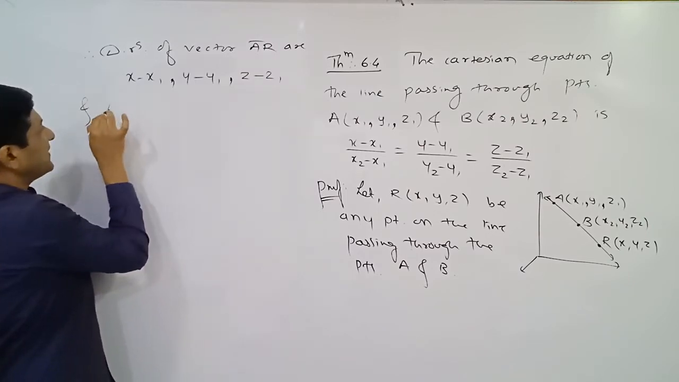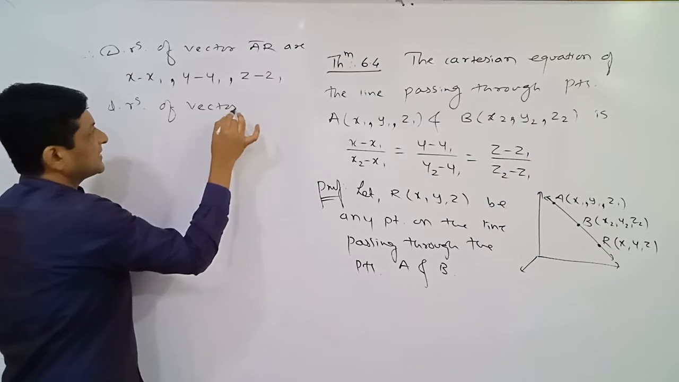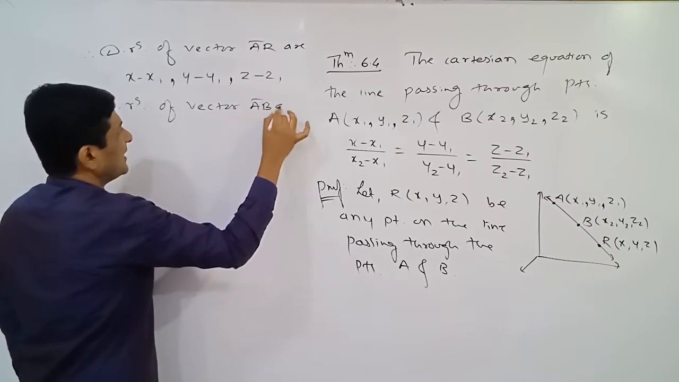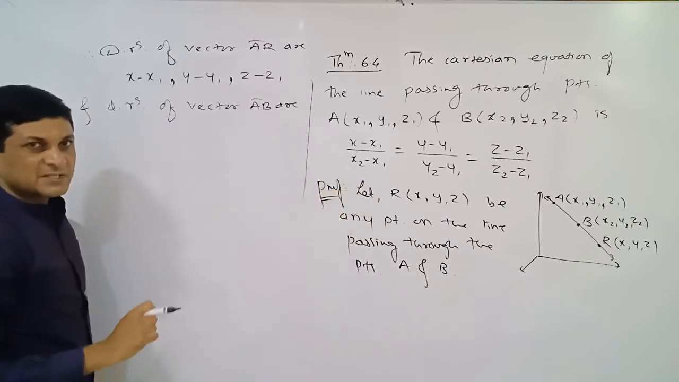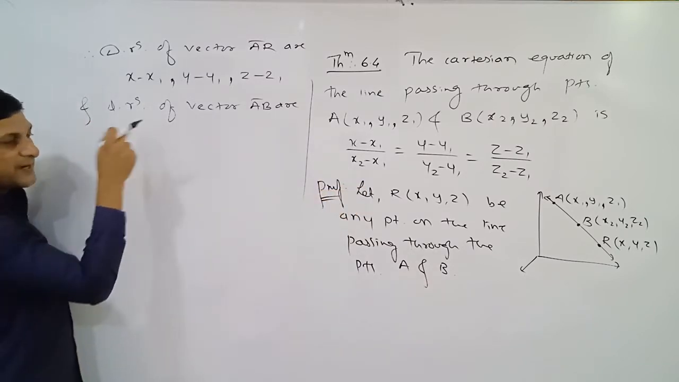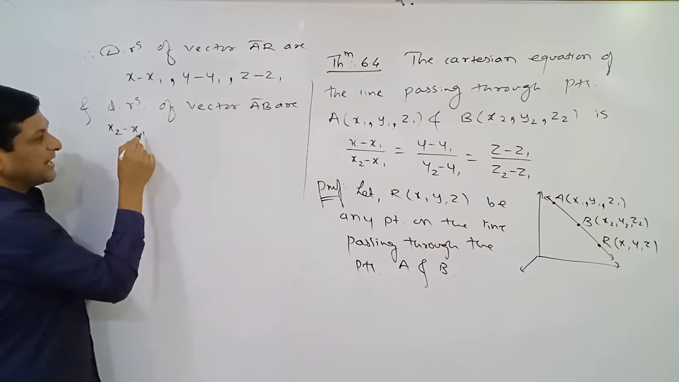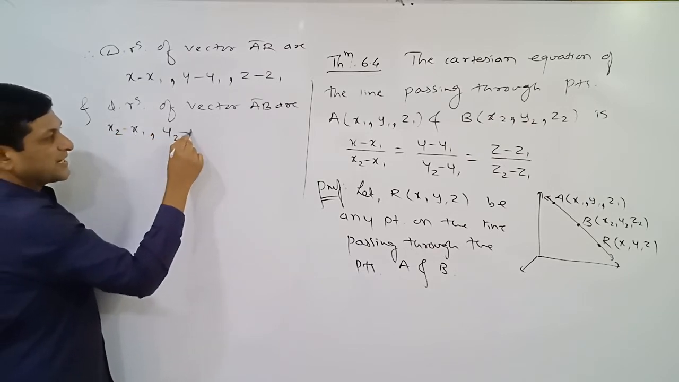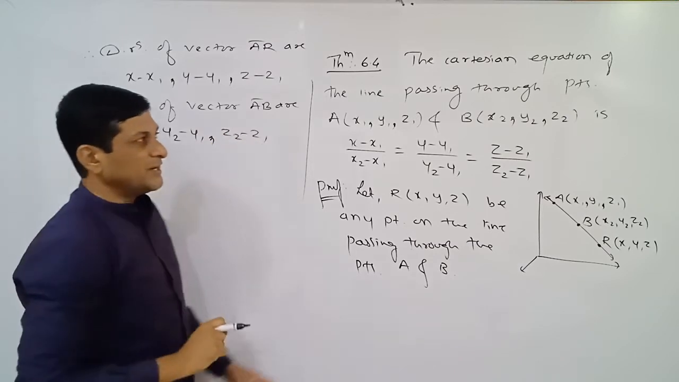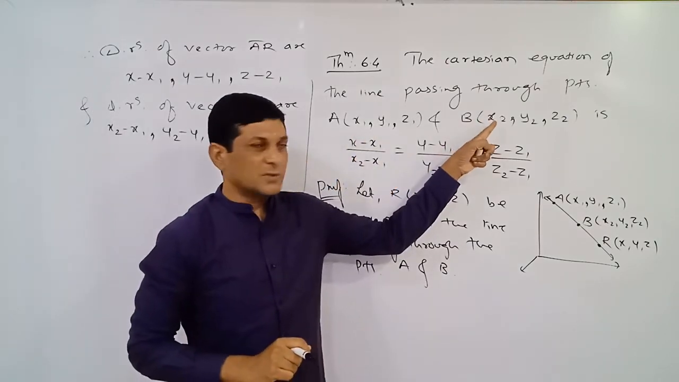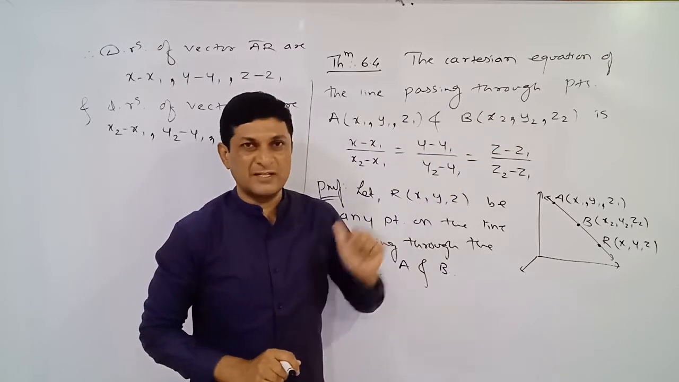Later on we are finding the direction ratios of vector AB bar. Here coordinates of points A and B both are given to us. Using these coordinates we are finding the direction ratios of this vector. So what result will we get? x2 minus x1, y2 minus y1, z2 minus z1. So the direction ratios of AB bar are x2 minus x1, y2 minus y1, z2 minus z1.